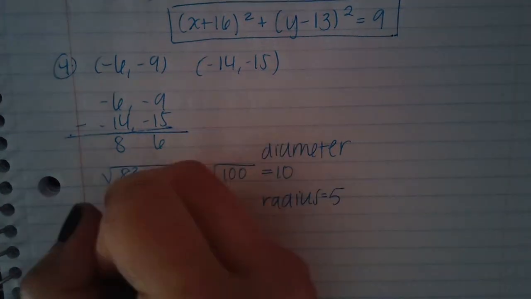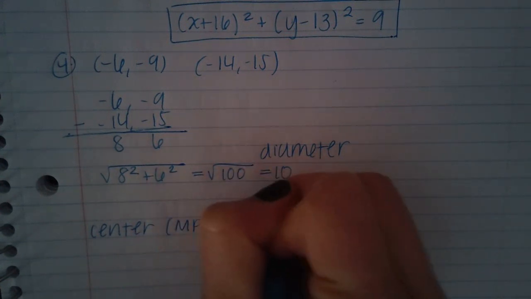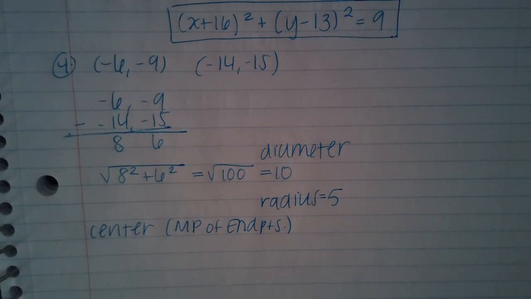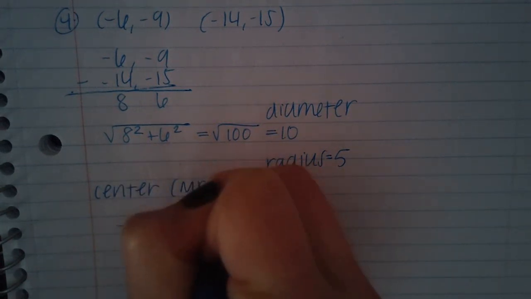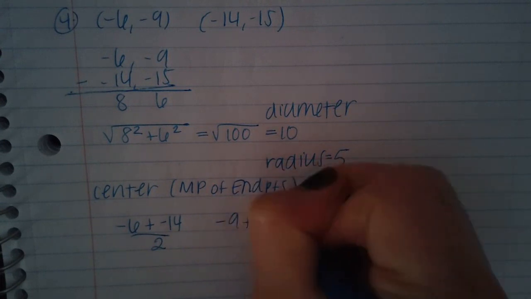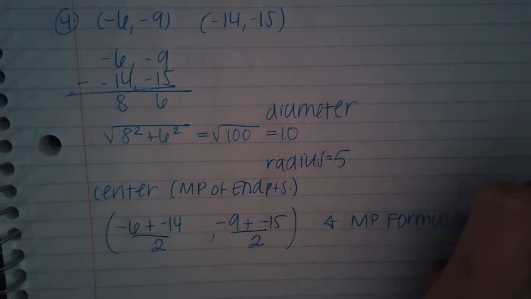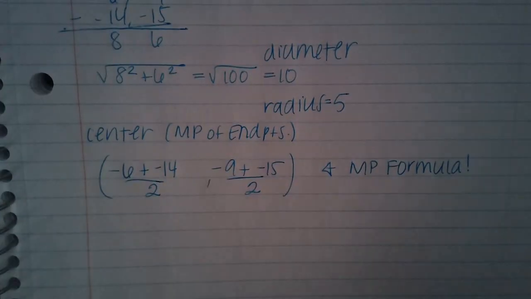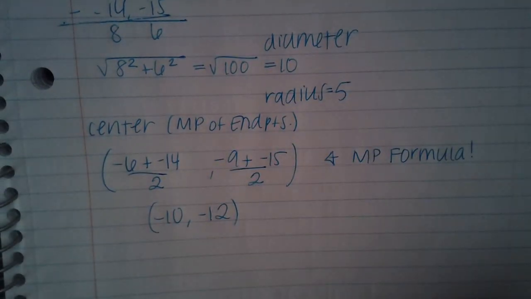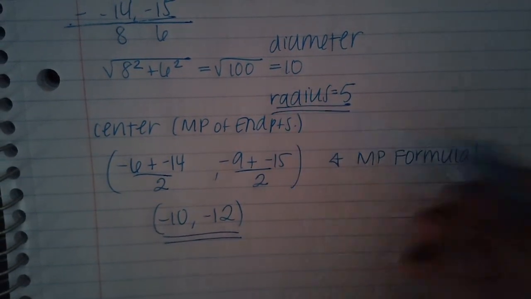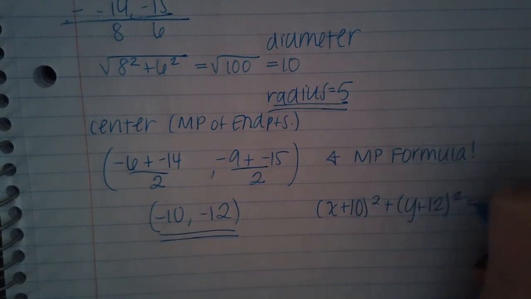Then in order to find the center, I need to do the midpoint between those two endpoints. This time I'm not going to use my chart. I'm going to use my midpoint formula. So in the midpoint formula, you add the x coordinates, divide by 2, add the y coordinates, divide by 2. And I get negative 10 and negative 12. So now that I have my center and my radius, plug it into my equation. x plus 10 squared plus y plus 12 squared equals 25.